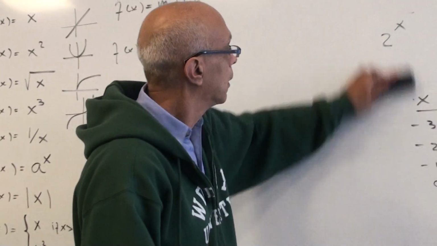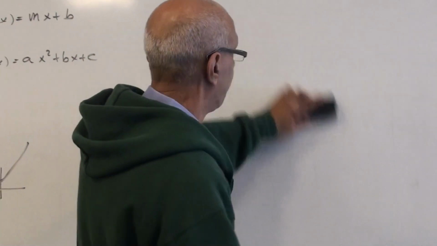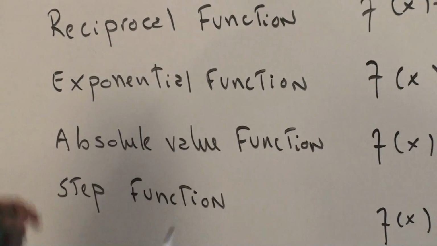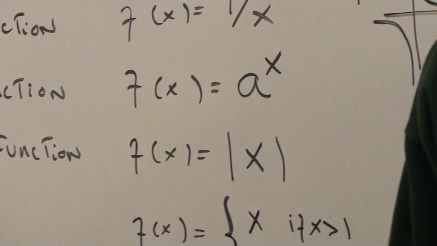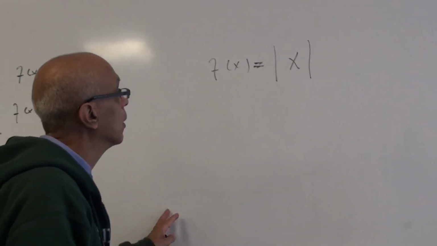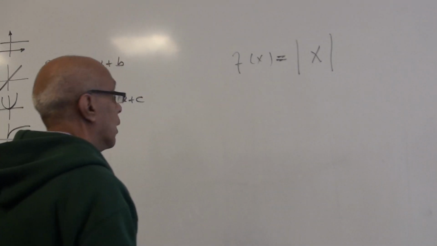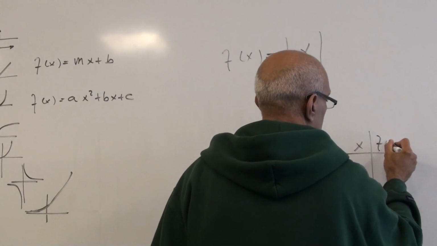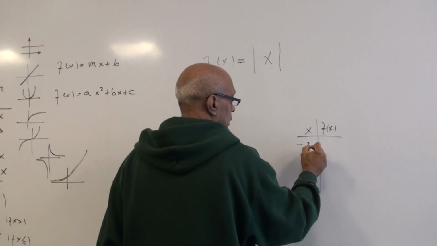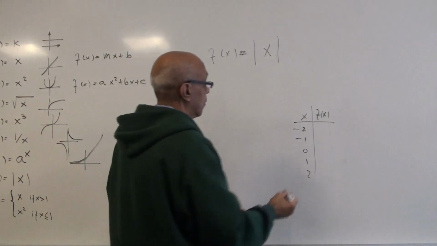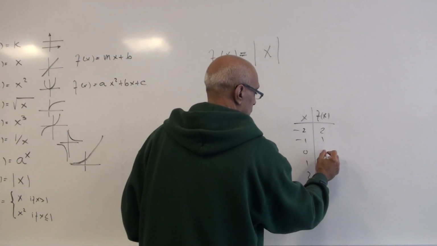All right, so let's erase this. Now our next function is called the absolute value function. What's special about the absolute value function is that it is actually a measurement. It is the distance of any point to 0. To graph that, we would again do this table with -2, -1, 0, 1, and 2. And all is going to be positive, so it's going to be 2, 1, 0, 1, 2.